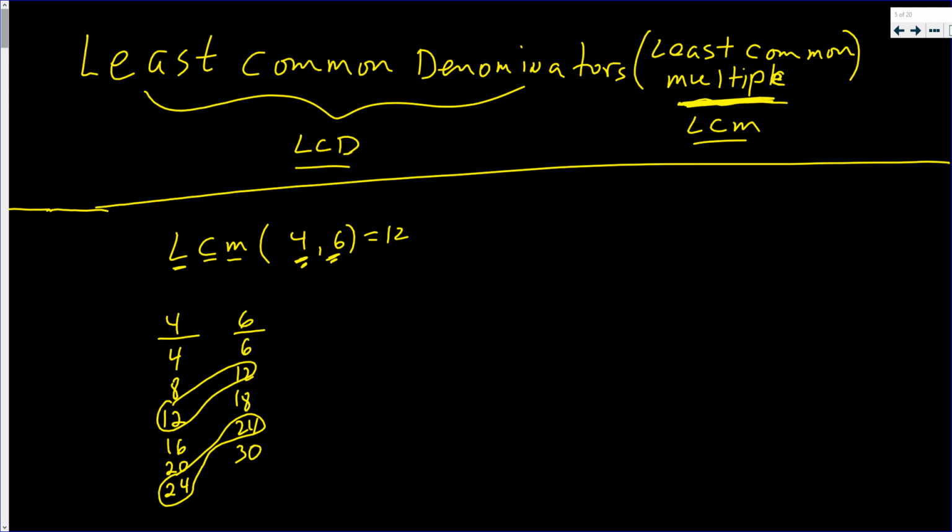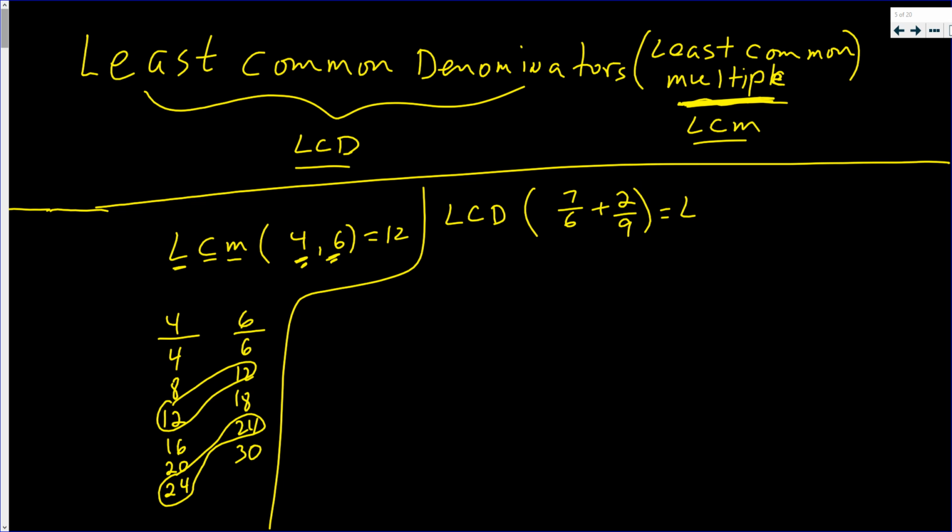Okay, so let us do a least common denominator problem. If you were asked to find the LCD for, those brackets mean, 7 over 6 plus, say, 2 over 9, this is the same as finding the LCM of the two denominators.